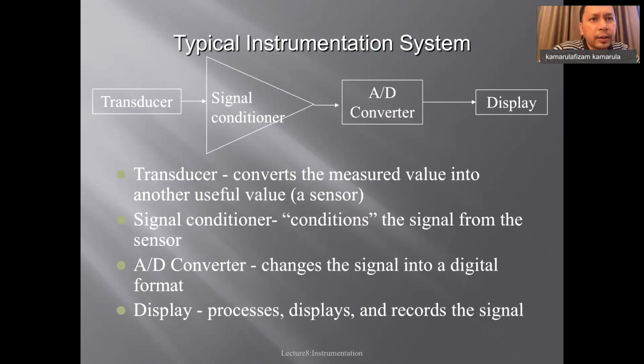All right. So this diagram, this slide shows a very typical system of instrumentation. You have to basically be familiar with this block diagram. You have 4 components there. You have the transducer, signal conditioner, analog to digital, and display. We have seen this from section 1, the first section of our lectures. By now, I think you should be able to understand what's behind all these boxes.